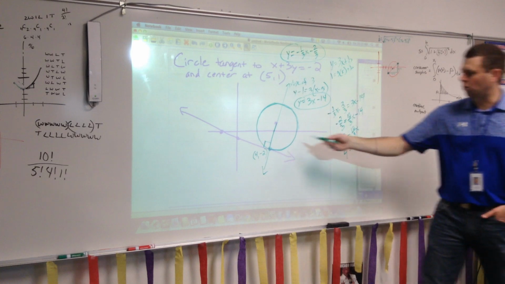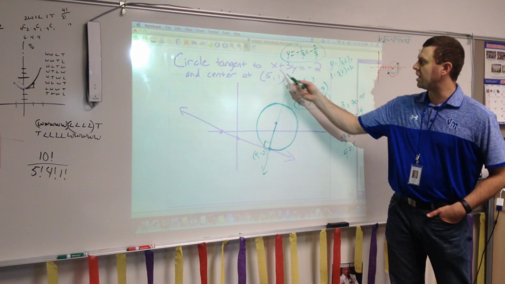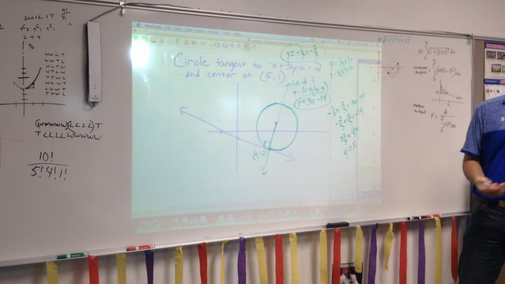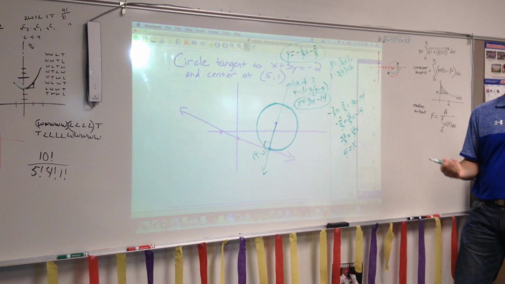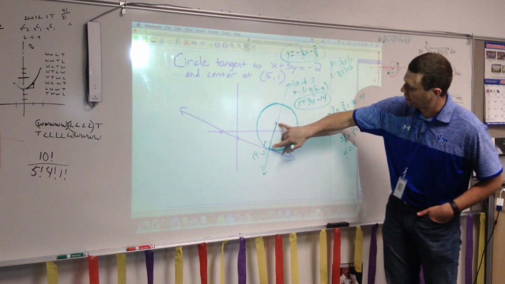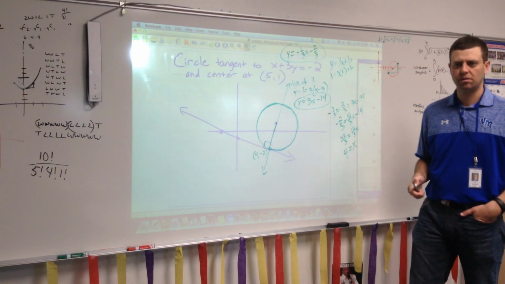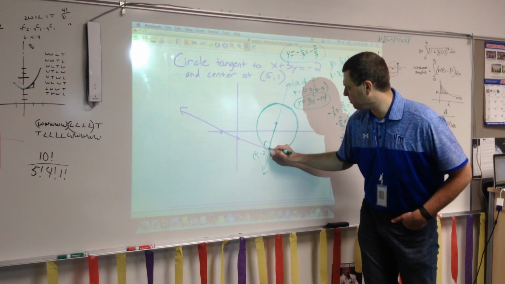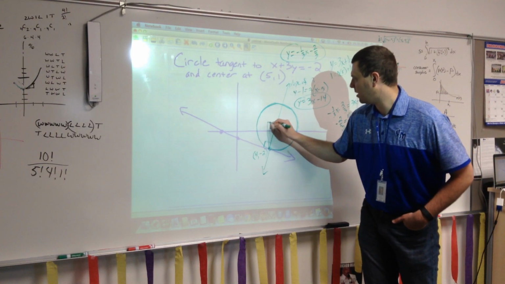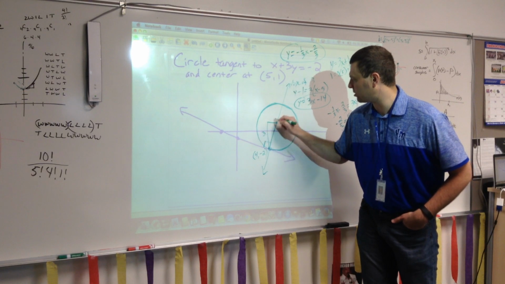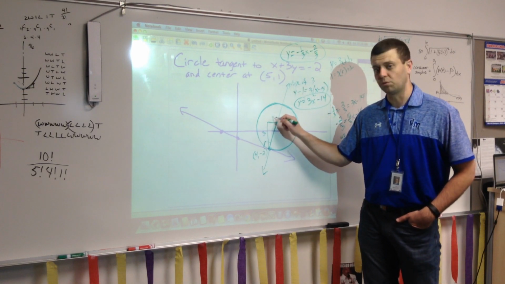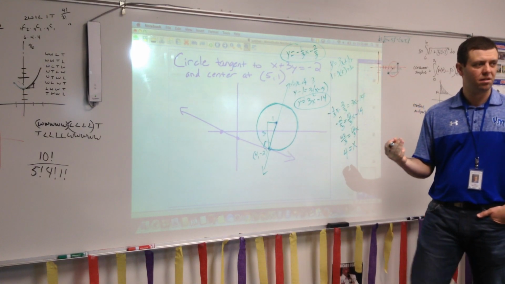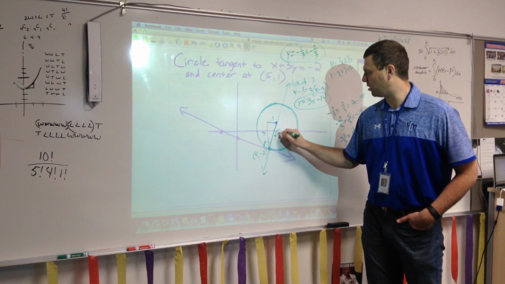Now that I know this coordinate, and I know the center's at 5, 1, let's use the distance formula, Pythagorean theorem, whatever you want to do to figure out what the radius is. Or because this picture is so good, I could go, well, there's my right triangle, I rise 3, I run 1, 3 squared plus 1 squared would be 10, right? So this has to be the square root of 10.